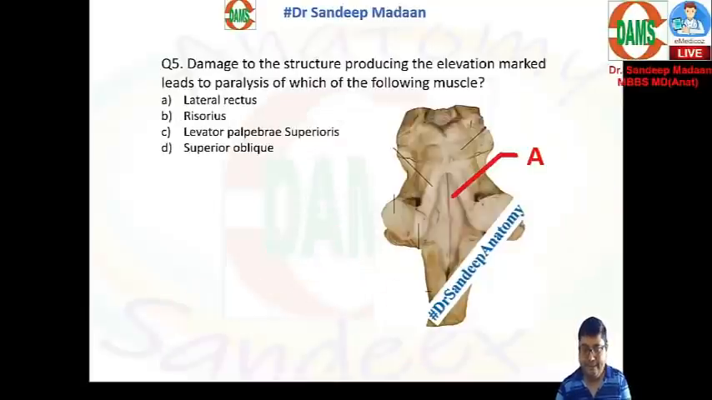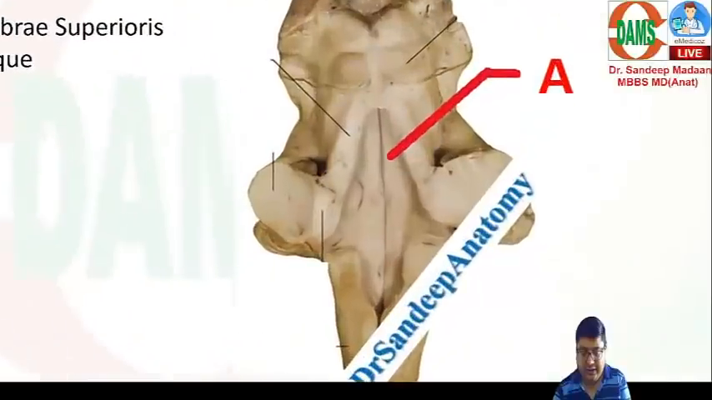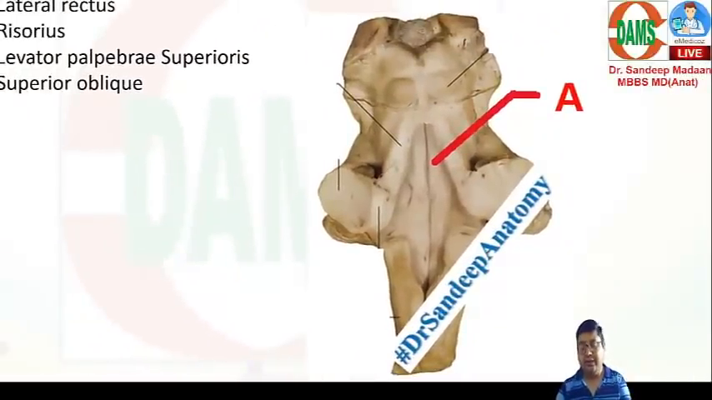Okay. Next question. Damage to the structure producing the elevation marked leads to paralysis of which of the following muscles? Now if we look at this part here, this is the rhomboid fossa, or the floor of the fourth ventricle, right? Here you can see these are two superior colliculi, these are two inferior colliculi. That means this is the dorsal aspect of the midbrain. Okay, this is the superior cerebellar peduncle, this is the middle cerebellar peduncle, and this one is the inferior cerebellar peduncle. Overall this becomes the rhomboid fossa. This is the floor of the fourth ventricle, this is the median sulcus.